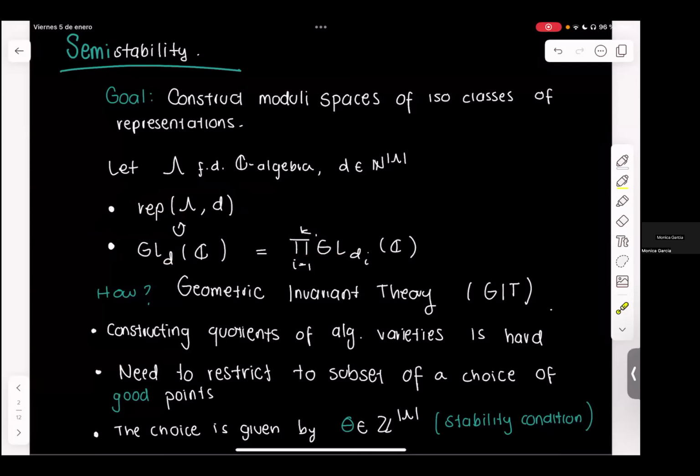Well, this is not an easy problem, actually. In algebraic geometry, this is a very hard problem. So geometers came up with a tool called geometric invariant theory that tells us when we can do this. So we cannot always take all the orbits, but sometimes we take some of them. So we have to restrict to a subset, a choice of good orbits, of good points. And in representation theory, this choice will be given by a parameter that I call theta, which is nothing but an integer vector, also called stability conditions.